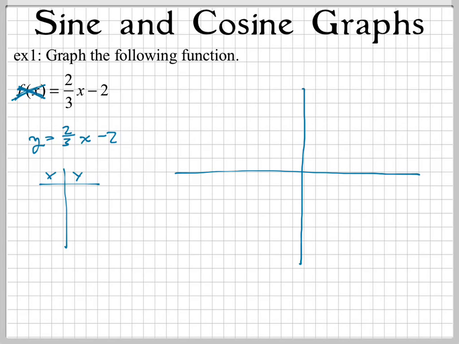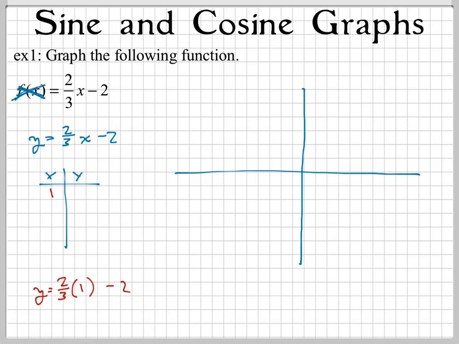1? You think 1 will? Let's see. If I plug in 1, it'll look like this. y equals 2 over 3 times x minus 2. And if I plug in 1, that means I'm going to put 1 right there. What's 1 times 2 over 3? 2 over 3. That's not pretty. I don't want a fraction anymore.